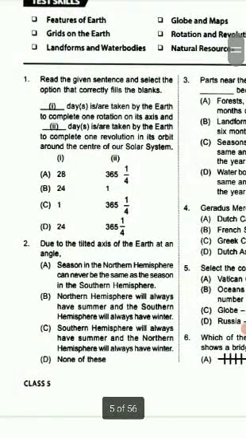Number 1. Read the given sentence and select the option that correctly fills the blank. Dash days are taken by the Earth to complete one rotation on its axis, and dash days are taken by the Earth to complete one revolution in its orbit around the center of our solar system. There are two columns, 1 and 2. There are 4 options A, B, C, D. And the correct answer is C. 1, 365, 1/4.